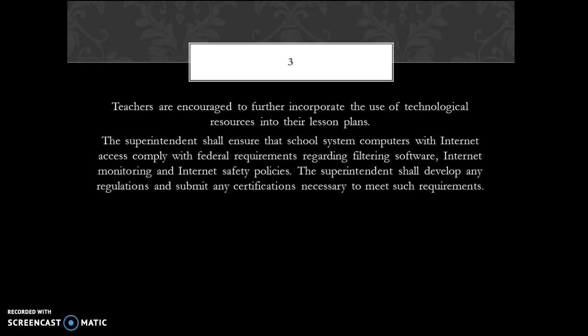The superintendent shall ensure that school system computers with Internet access comply with federal requirements regarding filtering software, Internet monitoring, and Internet safety policies. The superintendent shall develop any regulations and submit any certifications necessary to meet such requirements.